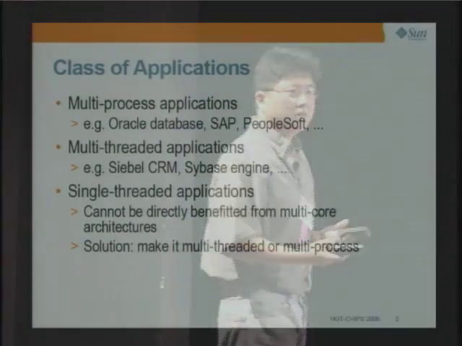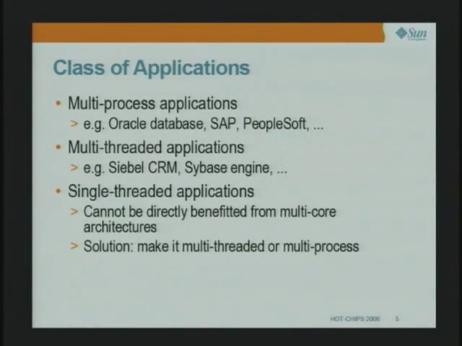So we look at the applications that are out there, the different kinds of applications. Some are multi-processing applications, so they are well fitted for the multi-core architecture. Some applications are multi-threaded already, like CBL, CIM. They are well suited for multi-core architectures. But there are still a bunch of single-threaded applications. So what should we do with those? They cannot benefit directly from the multi-core architectures. They either have to go multi-process or multi-threaded.